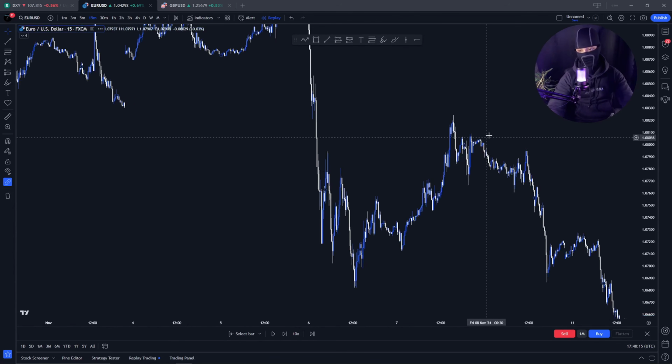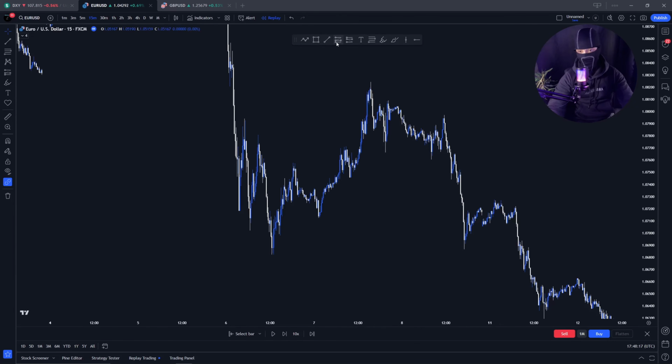And I want you guys to understand another thing. Before any big expansion move, so you guys can see here there's clearly a big expansion towards the downside. What has to happen?